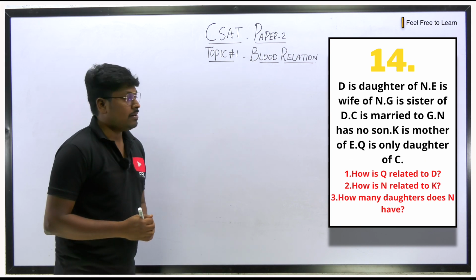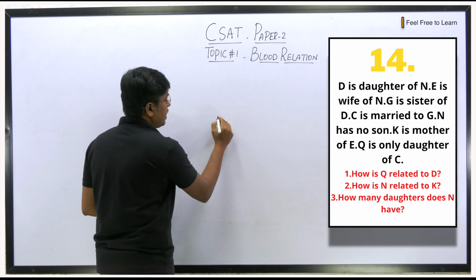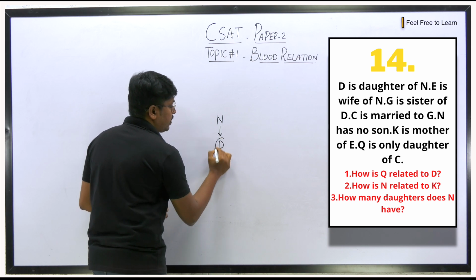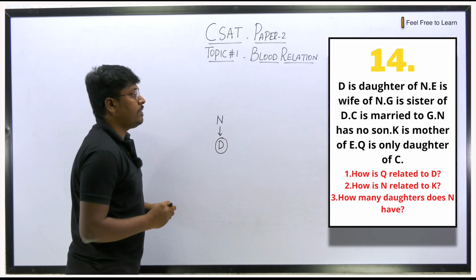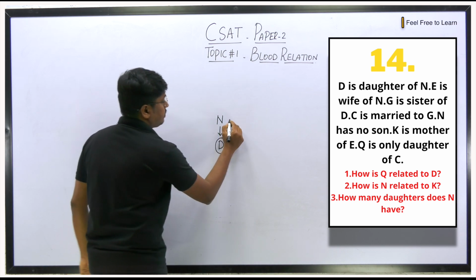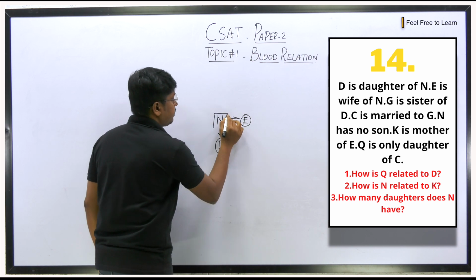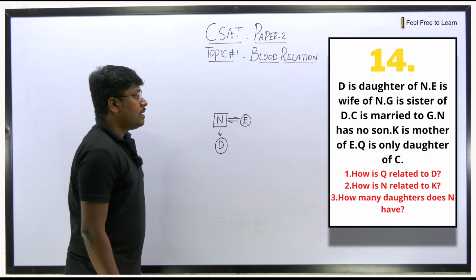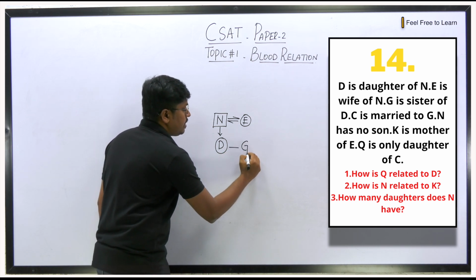Question number 14. D is daughter of N. So N's daughter is D, because of a daughter, a female person. E is the wife of N. So N's wife is E. If E is the wife, then N will be the husband of E, right? G is sister of D. So D's sister is G.